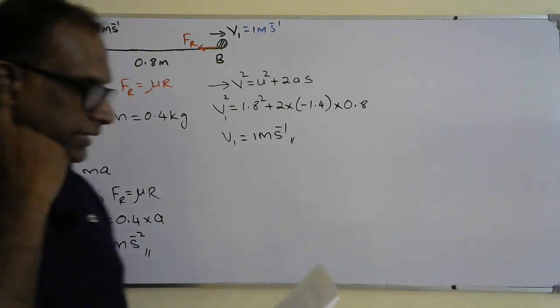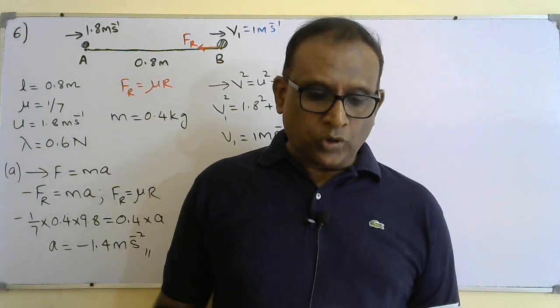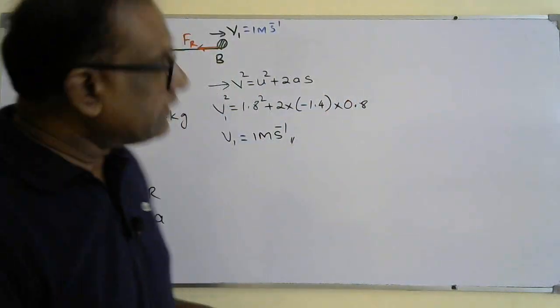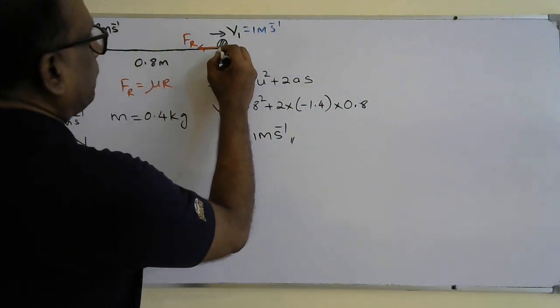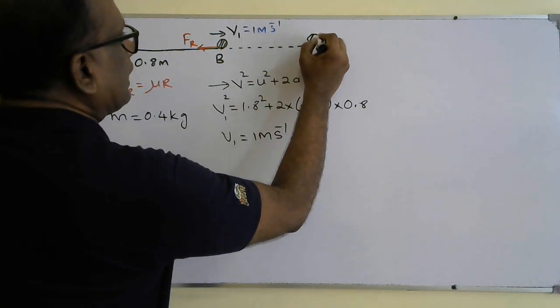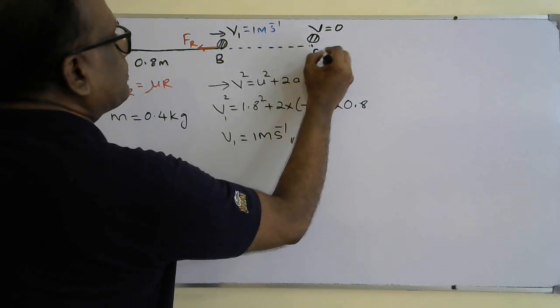Okay, so B part. Now they are saying the particle P comes to rest at point C on the table, where ABC is a straight line. So it's moving further beyond B. So when it comes to the position C, the speed becomes 0. So I'll put the final speed 0. This is the point C.